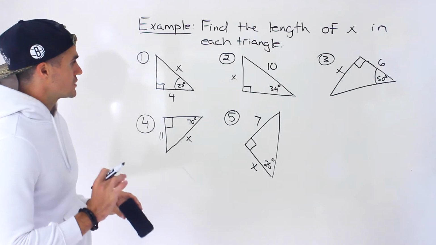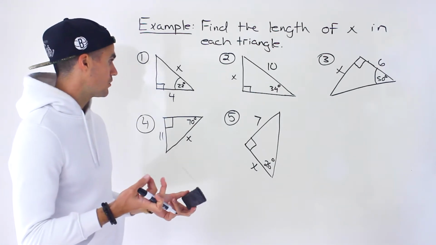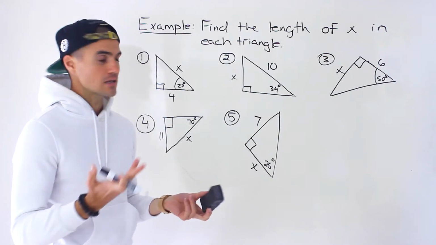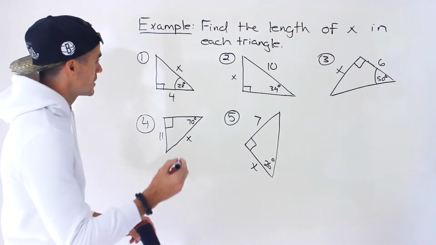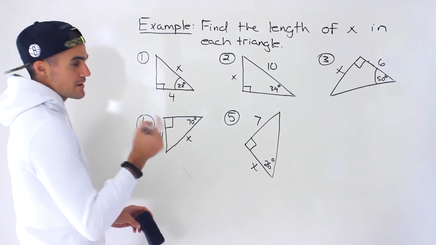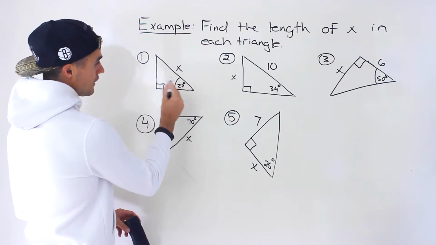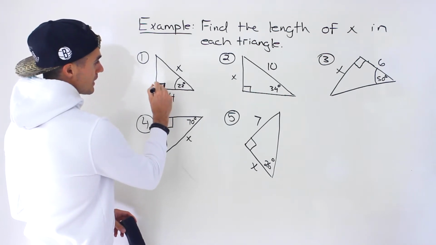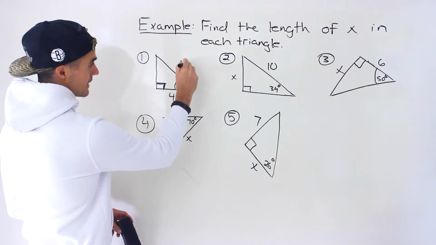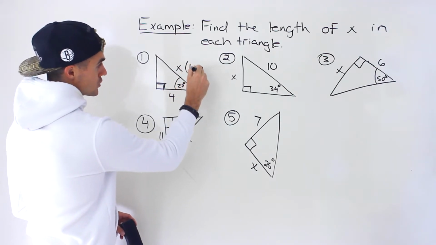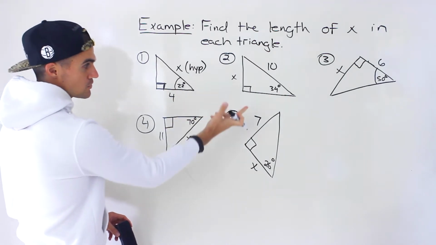Now, the first thing I like to do with these kinds of problems is label the sides as either the opposite, the adjacent, or the hypotenuse. I always like to label the hypotenuse first because it's always the side opposite the 90-degree angle. So the side opposite the 90-degree angle is actually what we're solving for in this triangle, the x value. It's not always going to be the hypotenuse we're solving for.